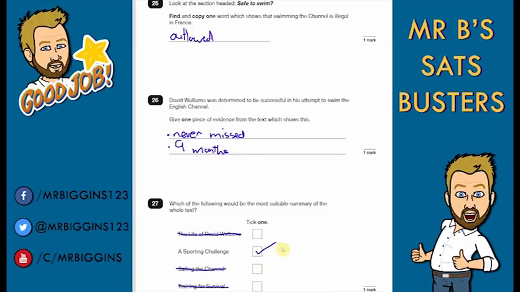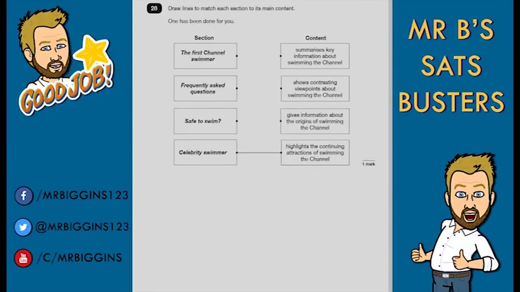Question 28 asks us to draw lines to match each section to its main content and one has been done for you. So the one that's been done says Celebrity Summer, so the section titled Celebrity Summer, that tells us it highlights the continued attractions of swimming the channel. So we have one answer in there for us. So what we have to do is that we have the 3 titles of the other 3 parts of this piece of text and we have to match them up with the best summary for the description of what's in them. So let's start with the first one, which is the first channel swimmer. So let's work down and see which one it could be.